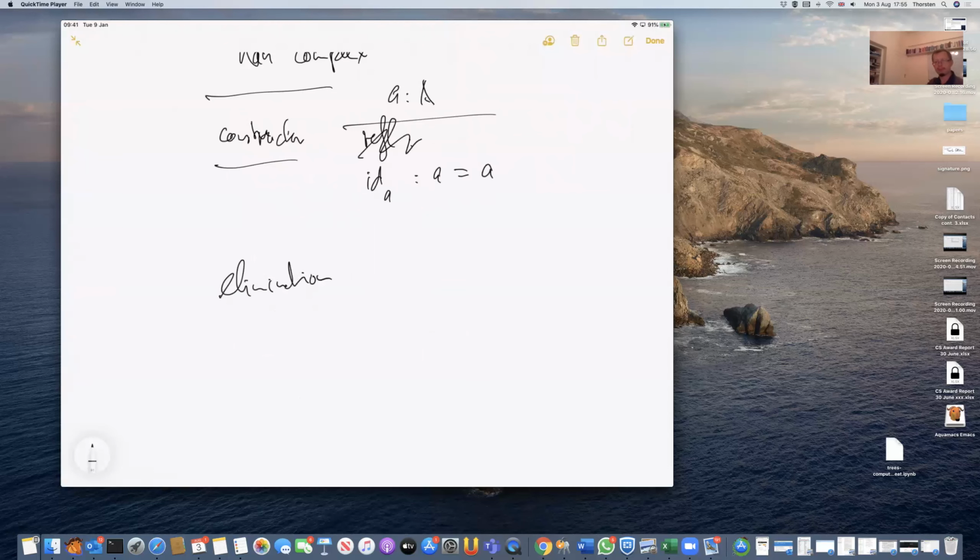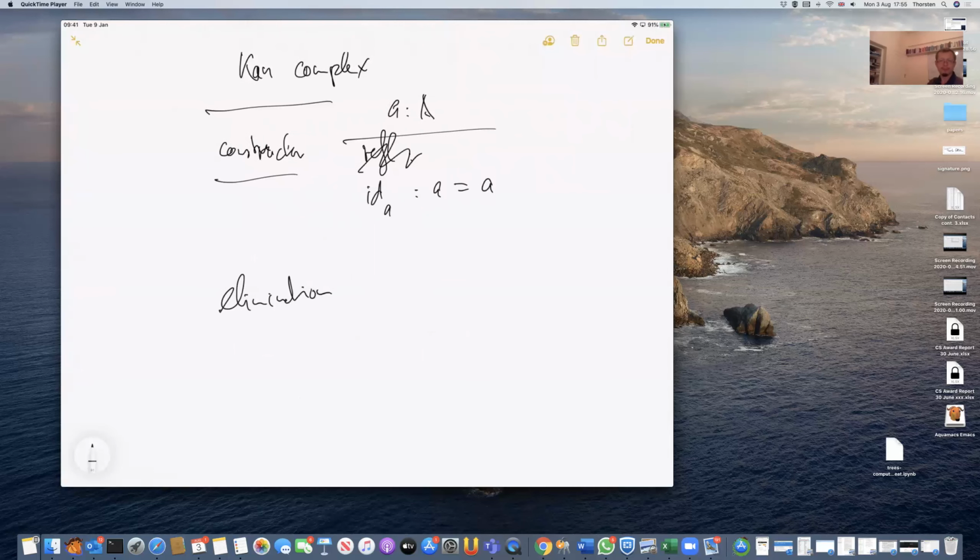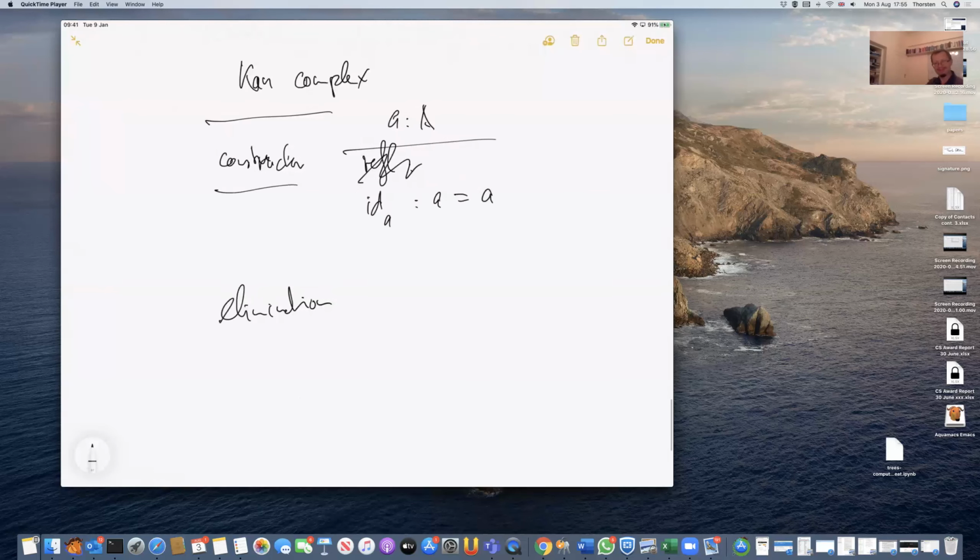Okay, so let's go straight for the elimination. We could do primitive recursion first as a warm-up, but I don't know, that could be useful. Even the recursion is actually dependent, because equality is dependent. B is a family from A to U, and let's say B is something which looks like equality.